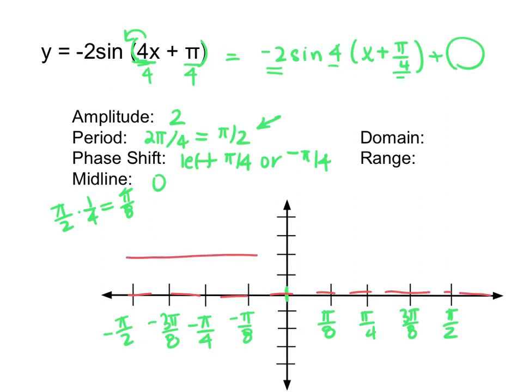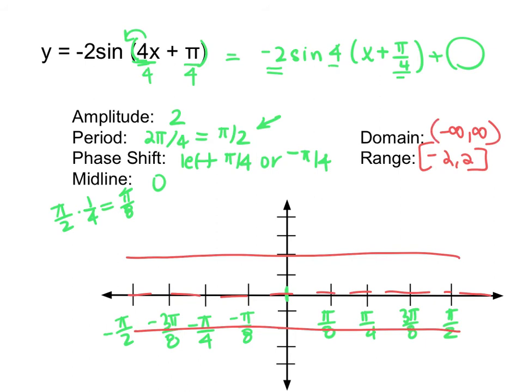Amplitude is 2, so the maximum we're going to go is 2. The minimum we're going to go is negative 2, which is also known as my range. And instead of starting at 0, we are going to start at negative pi over 4 because we have to go left pi over 4. So we are jumping way over here as our starting point.